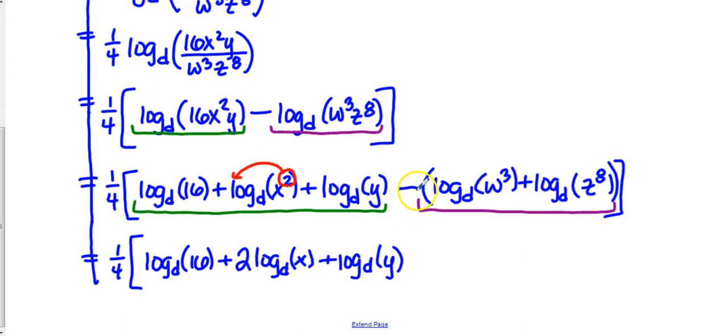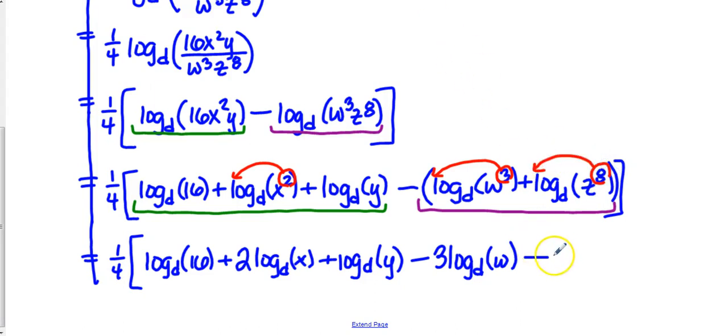I'm going to consider if I can use any properties and distribute this negative at the same time. So this is going to be minus, and then I see w cubed, so this 3 can come out front. So that'll be minus 3 log base d of w, minus, so we're sending in the negative, and this 8 can come down front. So minus 8 log base d of z. Close my bracket.